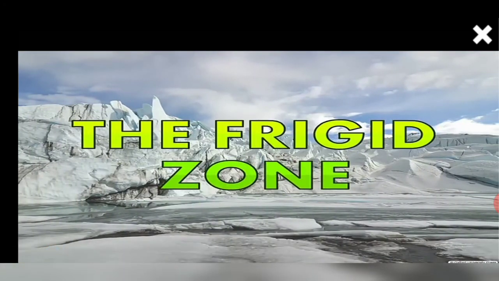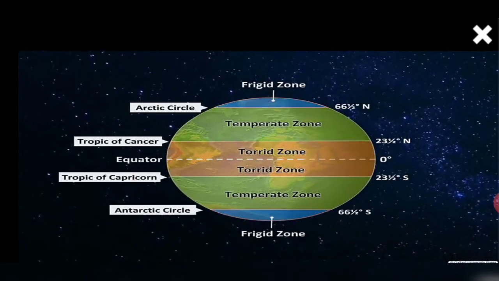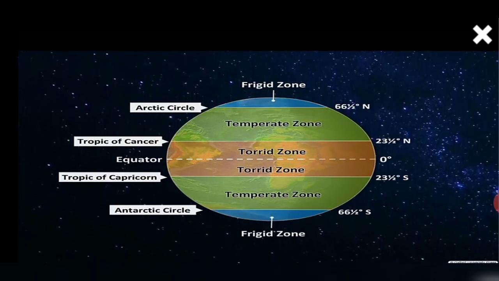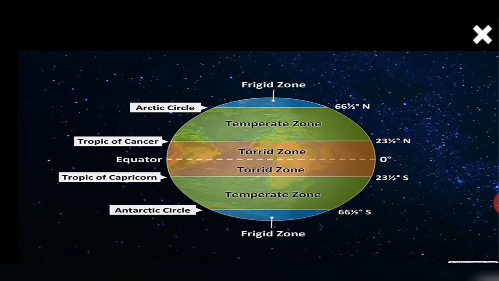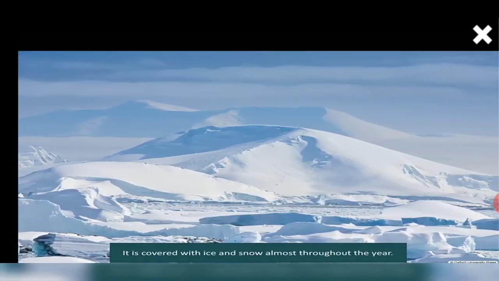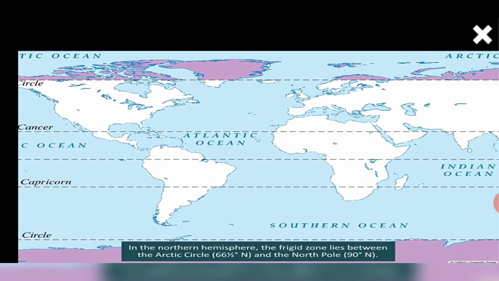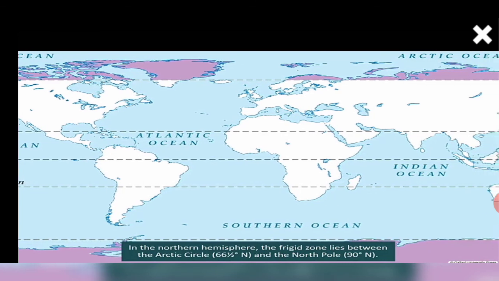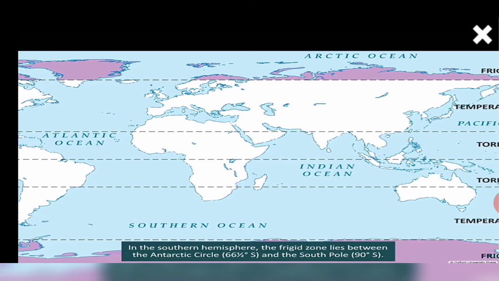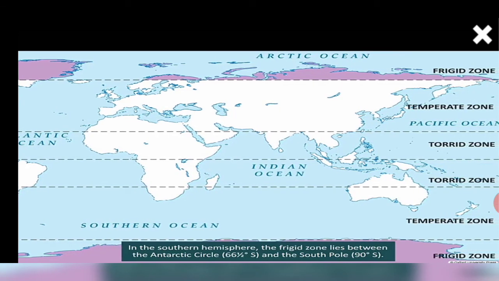The Frigid Zone. The Frigid Zone is the coldest among all the 3 climatic zones. This is because it is located closer to the poles. It is covered with ice and snow almost throughout the year. In the northern hemisphere, the Frigid Zone lies between the Arctic Circle and the North Pole. In the southern hemisphere, the Frigid Zone lies between the Antarctic Circle and the South Pole.